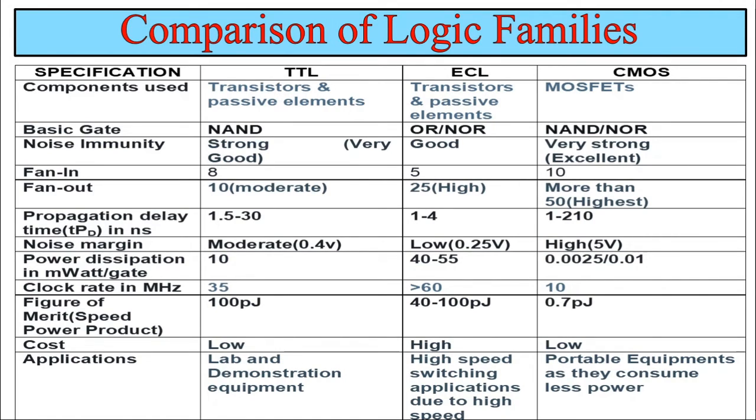Comparison of logic families. Let us now discuss the comparative study of TTL, ECL, and CMOS family. Major parameters for comparing logic families are the propagation delay, noise immunity, fan in, fan out, power dissipation, figure of merit or speed power product, cost, and the applications.